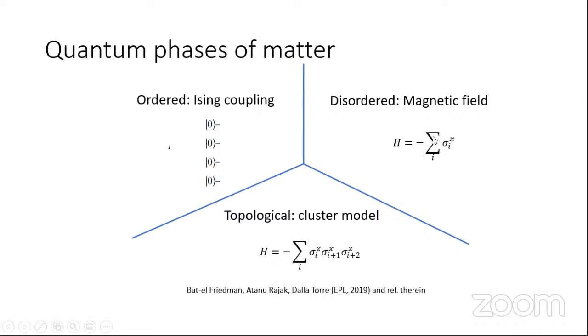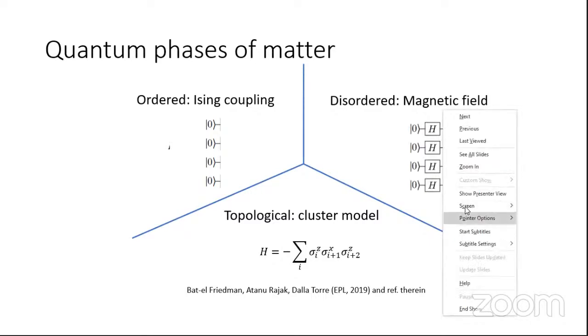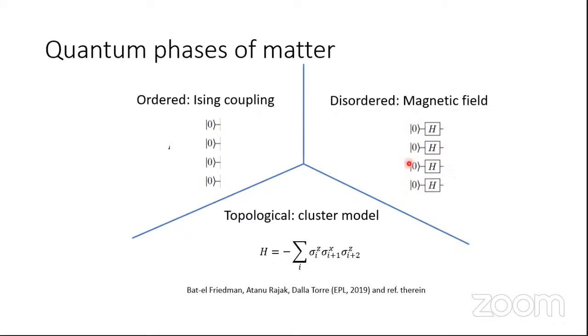In the case of the sigma x Hamiltonian, the ground state is just preparing all the spins in the plus direction, and this can be obtained by applying a Hadamard gate. You know that the Hadamard gate prepares the superposition of 0 and 1, so it's just the plus x direction.